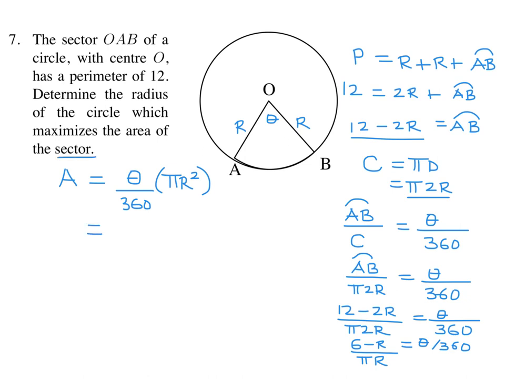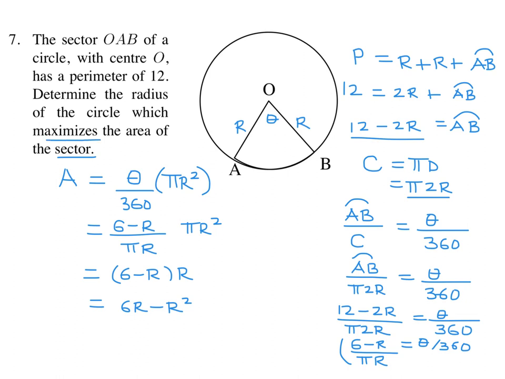Okay, well, theta over 360 we just got over here was (6 minus r) over pi r times pi r squared. Well, the pi's cancel, one of the r's cancels, so we have (6 minus r) times r. If you multiply this out, you get 6r minus r squared. Okay, now at this point, how do we figure out the value of r which maximizes the area?